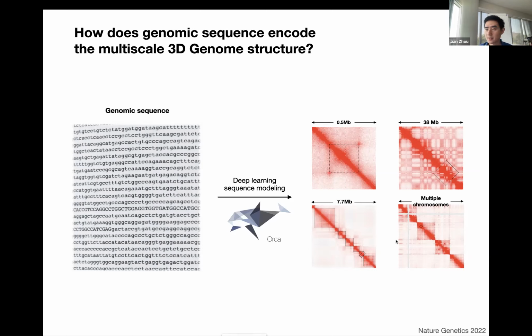Of course, this is a very challenging problem because we have to deal with very large input, as we want to predict the 3D genome structure from up to an entire chromosome. It is probably the largest input that has been given to a deep learning model that I know of. At the same time, the 3D genome data can also be very large, as we want to predict the structure for the entire genome together. So we have to deal with those computational challenges.